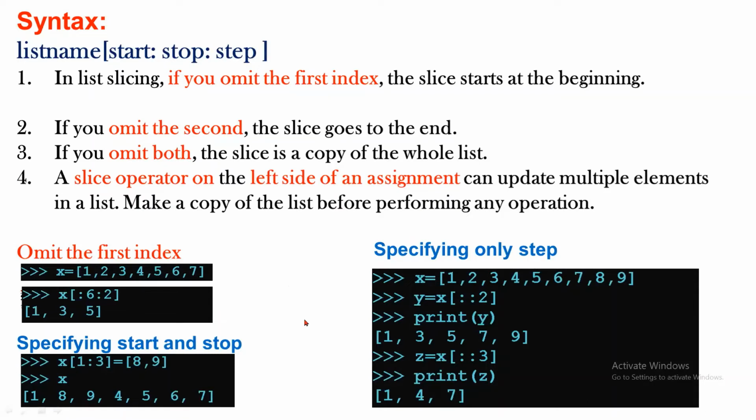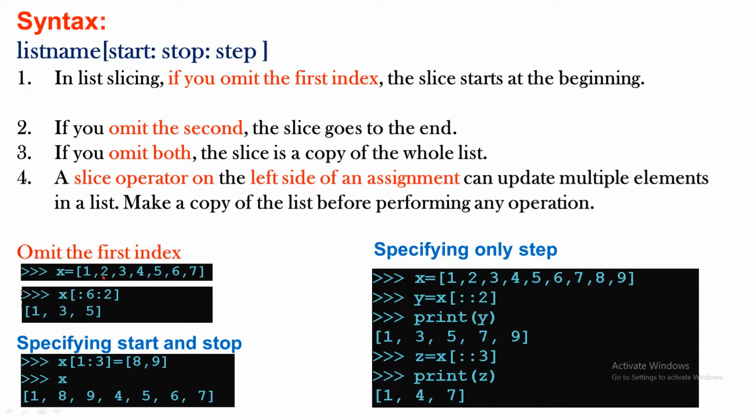This is a basic syntax, but if I omit the first index, that is start, then the default is list slicing will start from the beginning. The second one is stop index. If the stop index is omitted, then the slicing will go till the end. That is, it will go till the last element of the list. If you omit both the start as well as the stop, then you will be getting a copy of the whole list. And you can also use the slice operator on the left side of an assignment statement to update the elements of a list. We'll see all of this with the examples.